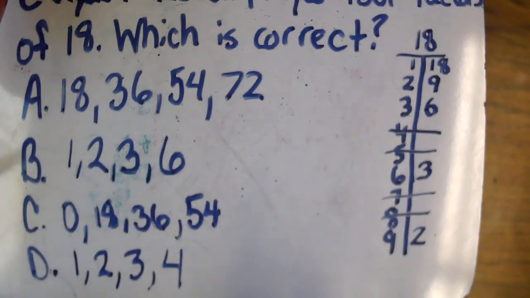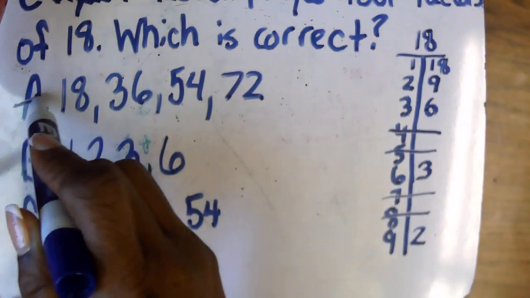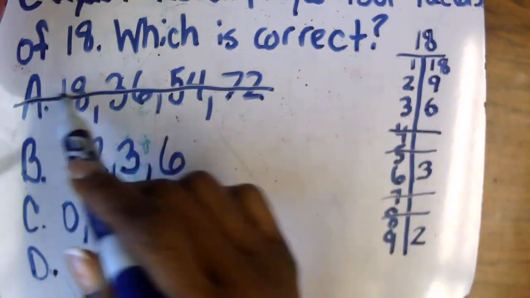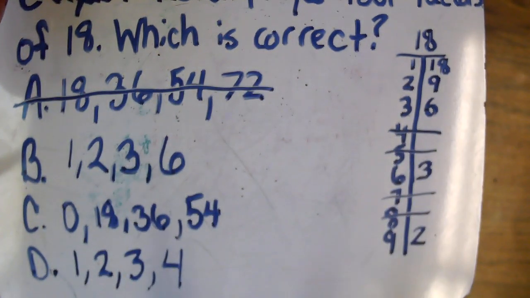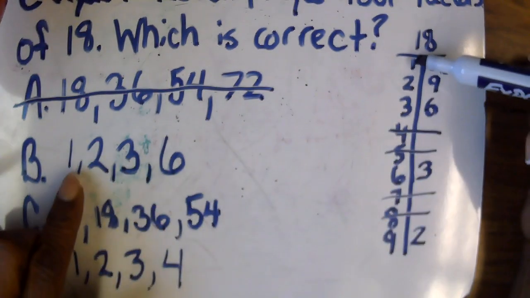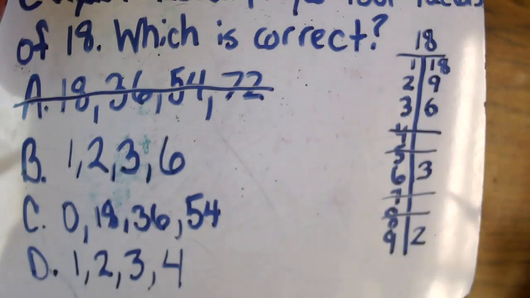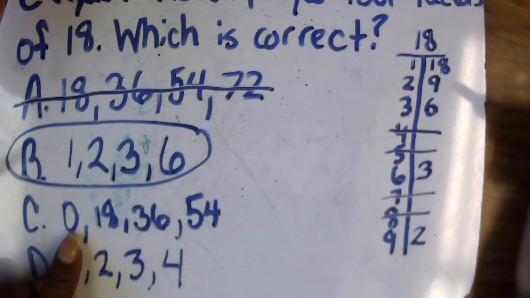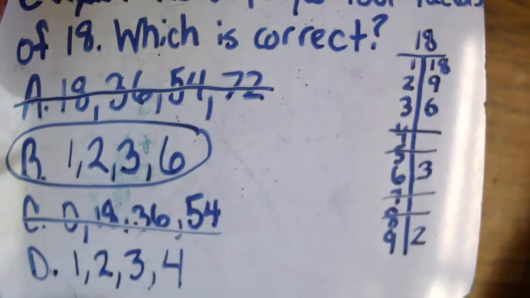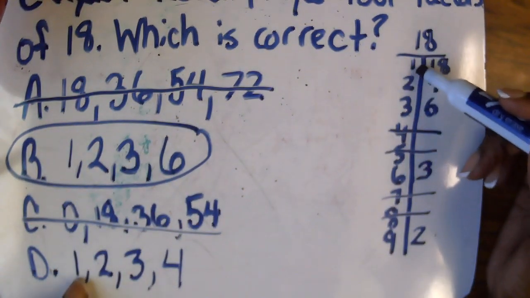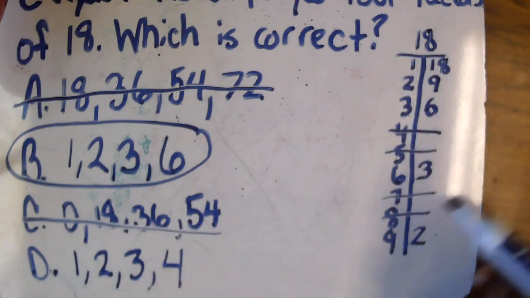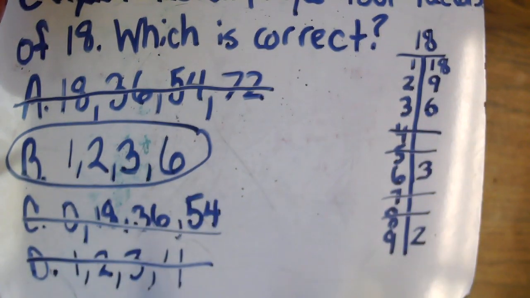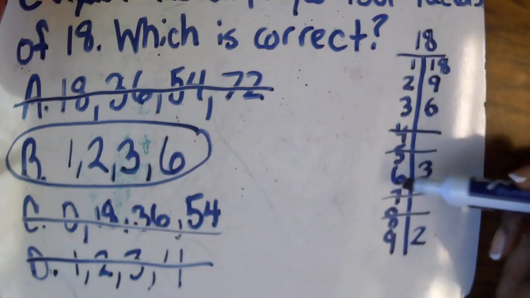Okay, so let's come over here and it says which one displays 4 factors of 18. None of this is on here but 18. These are actually the multiples, A was, so that's not it. What about B? I have 1, 2, 3, 6. Yes, I got it. Let me show you why it's not C and D. 0 is not a factor. 1, 2, 3 is 4. No. Our answer is B, because we have 1, 2, 3, and also 6.